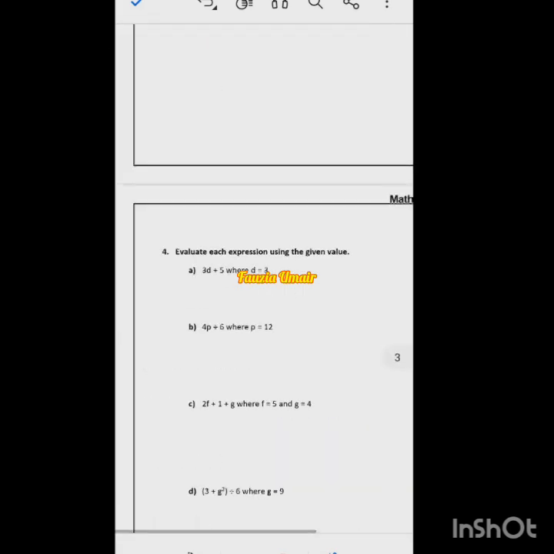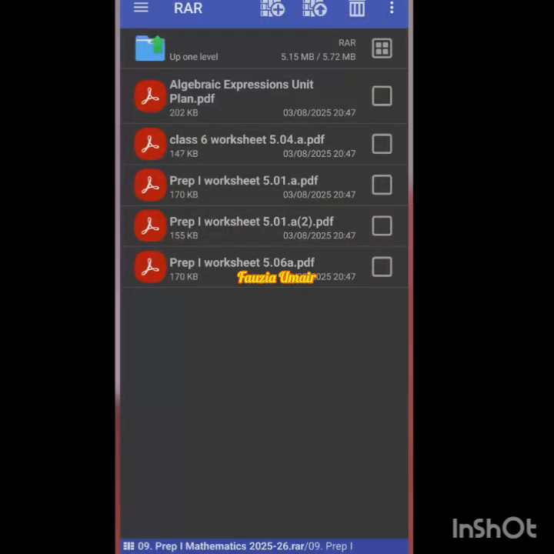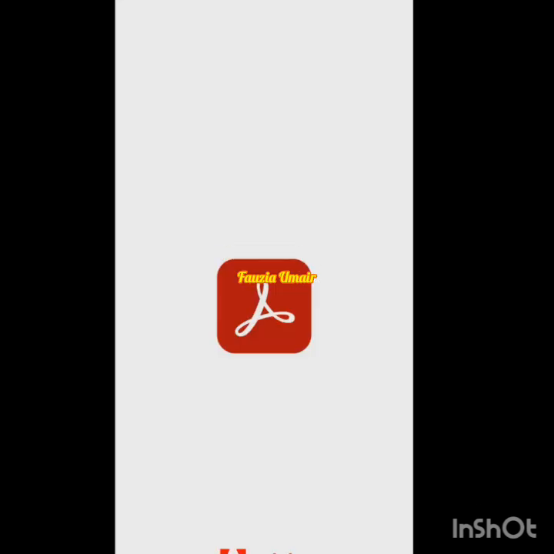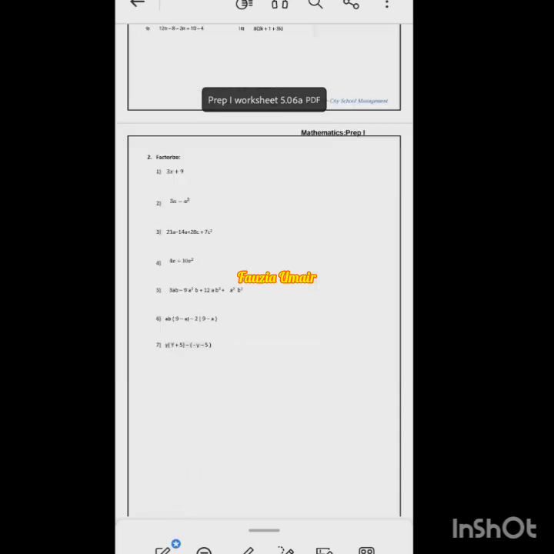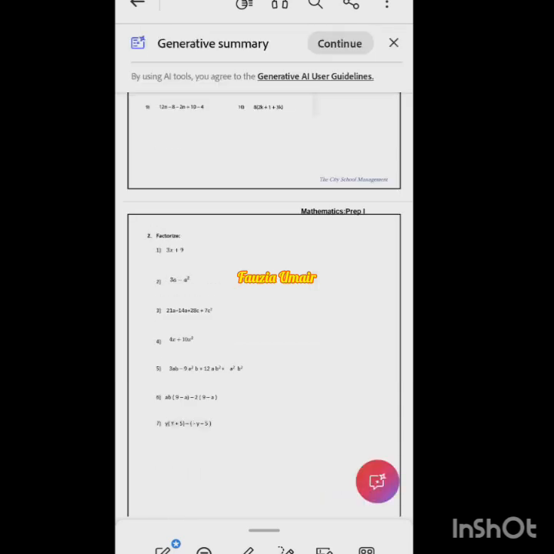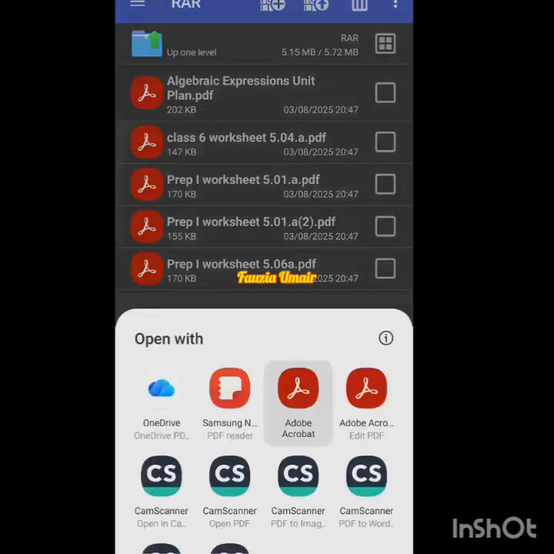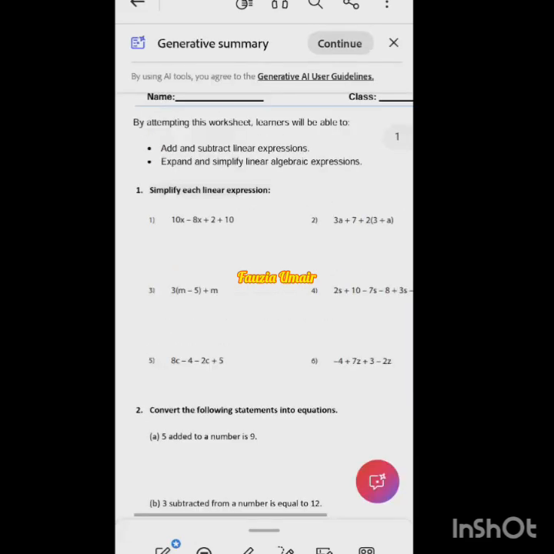So this will do. We will do evaluation tomorrow. Now let's check this worksheet. This is the question of expand, so we will not do it. So beta, is this topic difficult? Changing phrases into algebraic expressions. No, ma'am. So now we can do this.